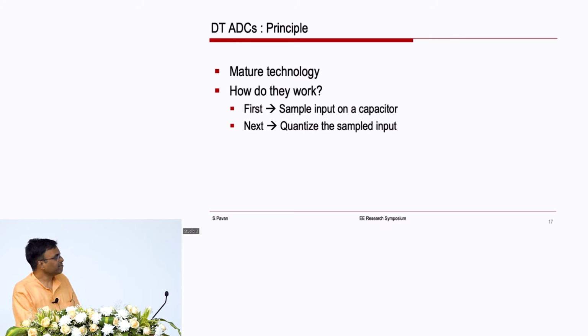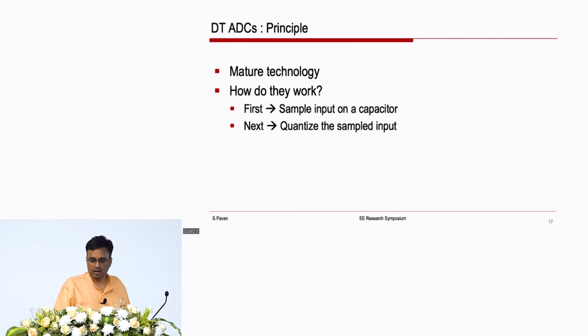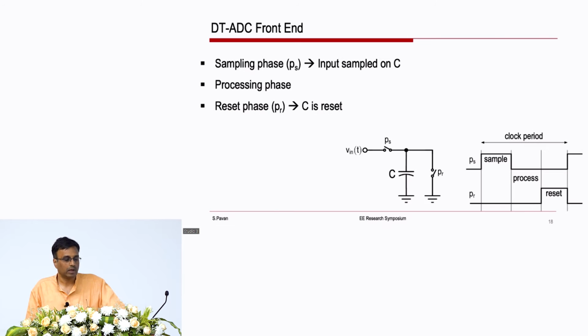So, the ADC itself, discrete time ADCs, the basic principle is you first sample the input, you need to store the input somewhere, and that's typically done on a capacitor. And then you look at the capacitor voltage and sample it and quantize it. So, the front end of a discrete time analog to digital converter typically looks like this.